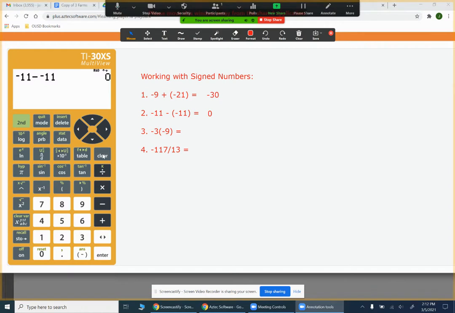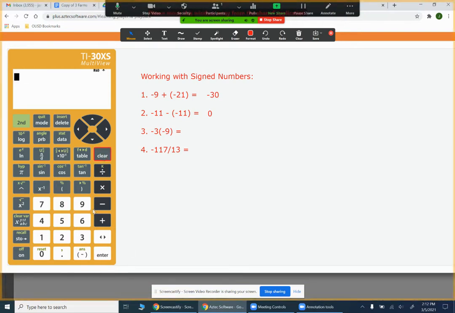Okay, moving on to number 3. Again, I'm going to clear this. I have -3. And when you have two numbers next to each other with just the parentheses separating them, so number 3 is -3, open parentheses, -9, close parentheses, that means the same thing as multiplication. So it's the same thing as -3 times -9. Again, I don't have to put in the parentheses. I press enter.